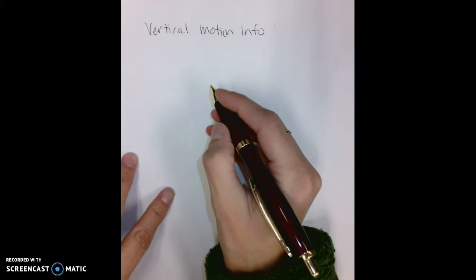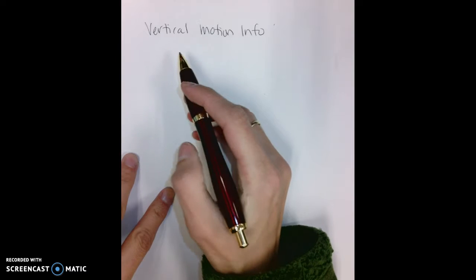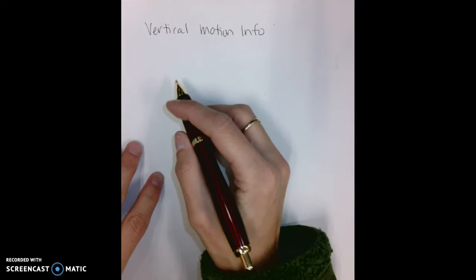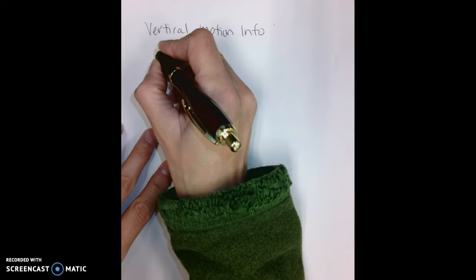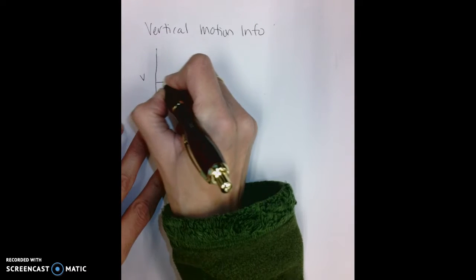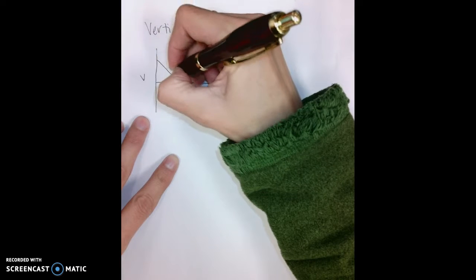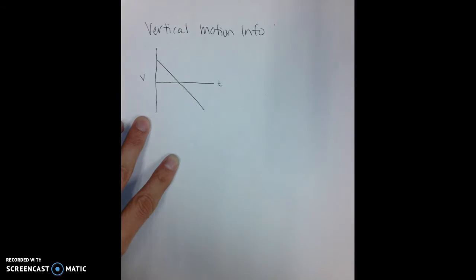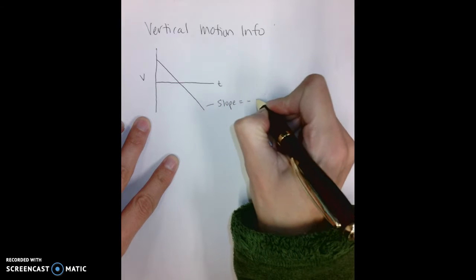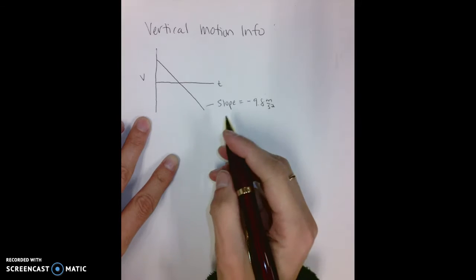Okay, my physics friends, just a little bit of information about vertical motion to help you with problem solving, because sometimes they can be a little tricky. So remember, we know that when an object is thrown up into the air, the velocity time graph of that object should look something like this, where the slope of this line is equal to negative 9.8 meters per second squared, as it's the acceleration.